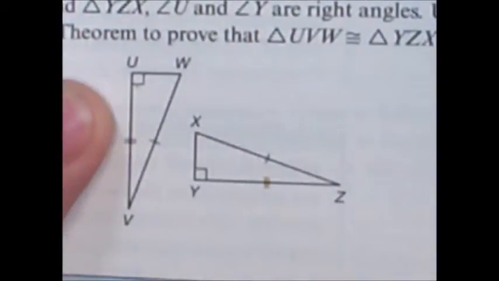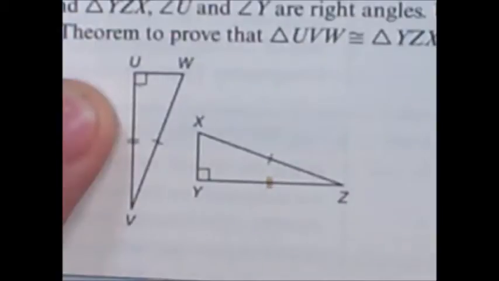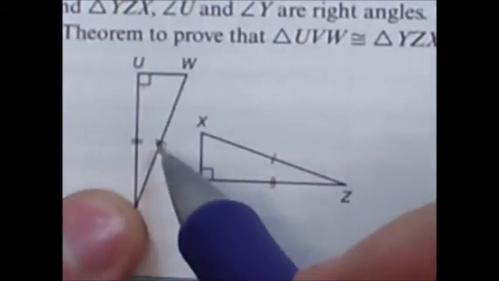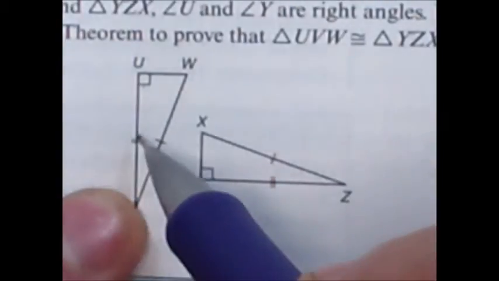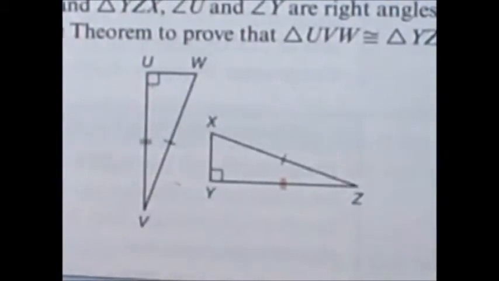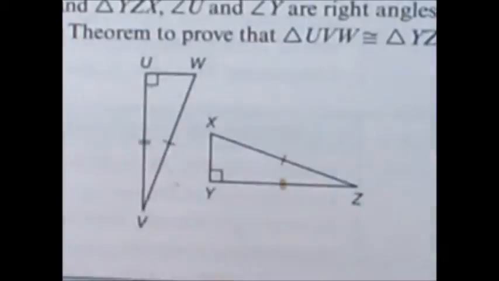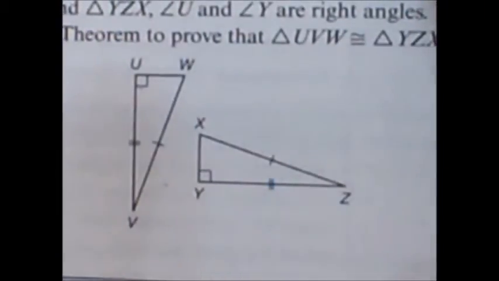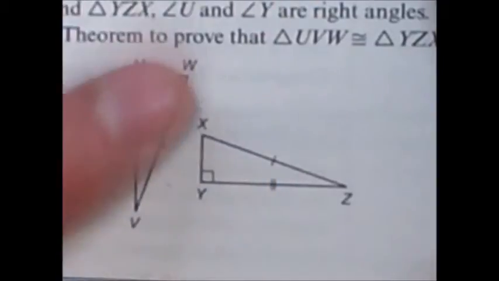So on example 4, you should notice that these are both right triangles. Fairly obvious, the right triangle symbol is there. But then you will also need to notice that there is a hypotenuse and a leg marked congruent with a hypotenuse and a leg here. This is the only one that is different from any of the rest that we've already seen. This is the only one specifically for right triangles.